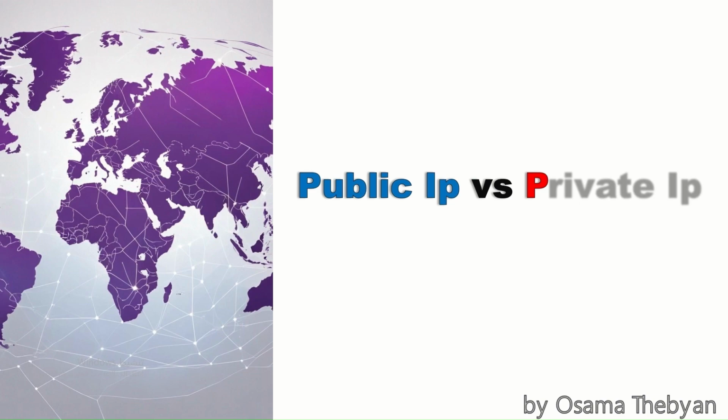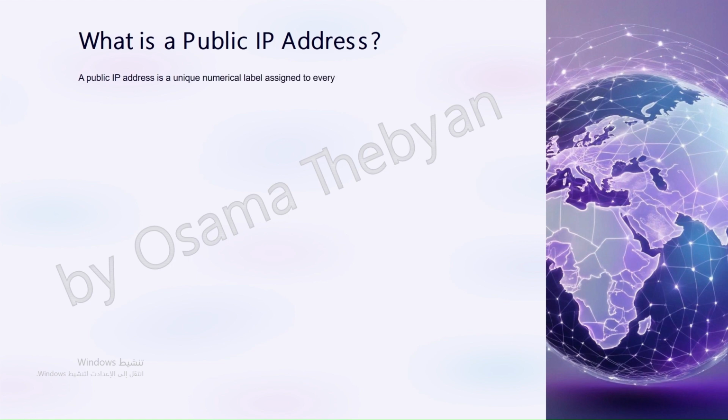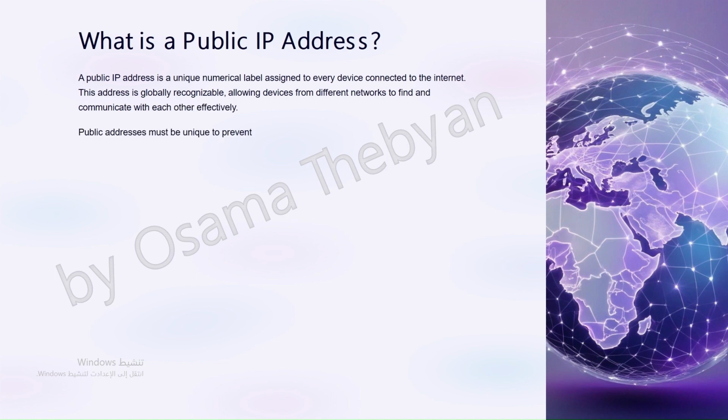Public IP versus private IP. What is a public IP address? A public IP address is a unique numerical label assigned to every device connected to the Internet. This address is globally recognizable, allowing devices from different networks to find and communicate with each other effectively.